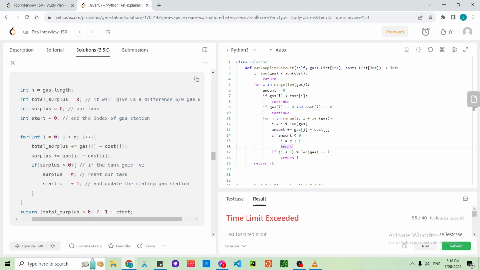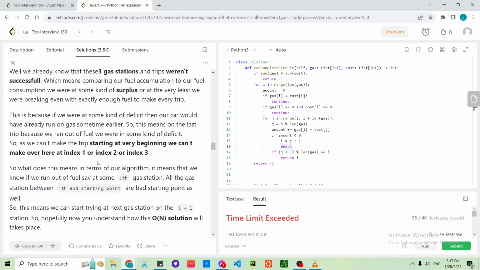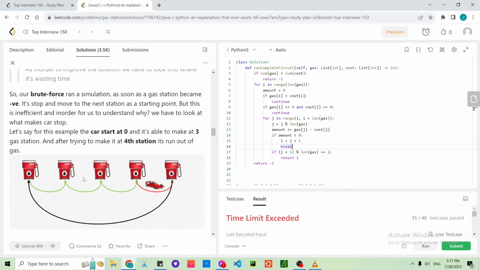Apparently, we're only looping this once instead of trying to start from each place. I see. Okay. So it only starts from the first one, and if we reach some point that is not negative, that means that everything here doesn't work anyways. So there's no use in trying now, we just try with the next one.